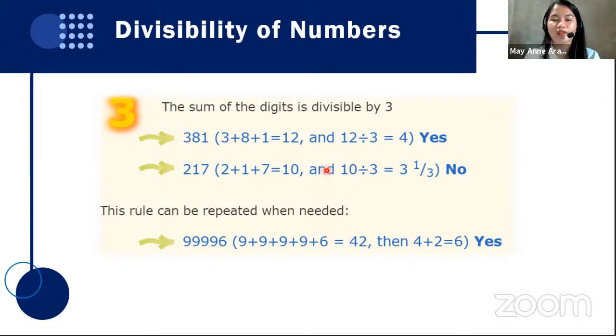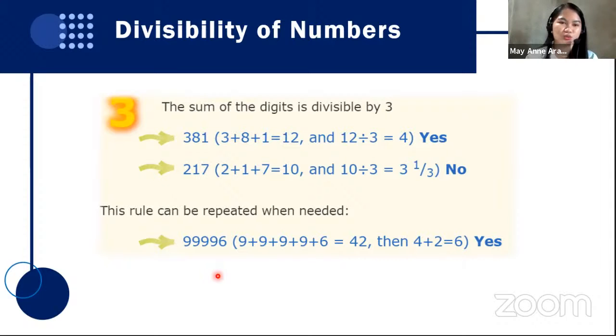And if the resulting number is still hard to identify, whether it's divisible by 3 or not, you can repeat this rule. For example, we have 99,996. So just add each digit. You have 9 plus 9 plus 9 plus 9 plus 6 equals 42. For larger numbers, this is better to use. We can add again using the same rule. So 4 plus 2 is 6, and 6 is divisible by 3. Therefore, 99,996 is divisible by 3.